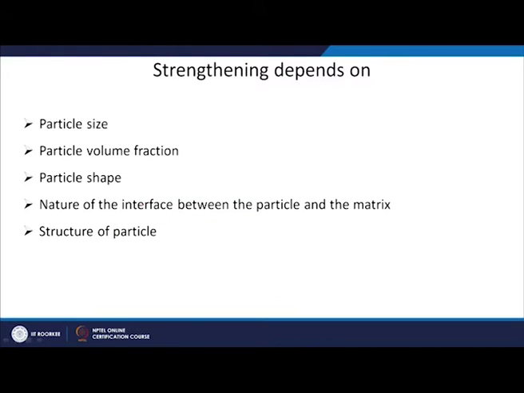Another one of the most important factors is the nature of the interface between the particle and the matrix, what kind of interface is there. I have touched upon this particular aspect earlier also, that the interface can be coherent. In that case you will see that the atomic arrangement is continuous throughout, from precipitate to the matrix, and you will not see any change in the arrangement. If it is incoherent, then it will be totally different, the crystal structure and the atomic arrangement will be totally different between the two. And what is the crystal structure of the particle?